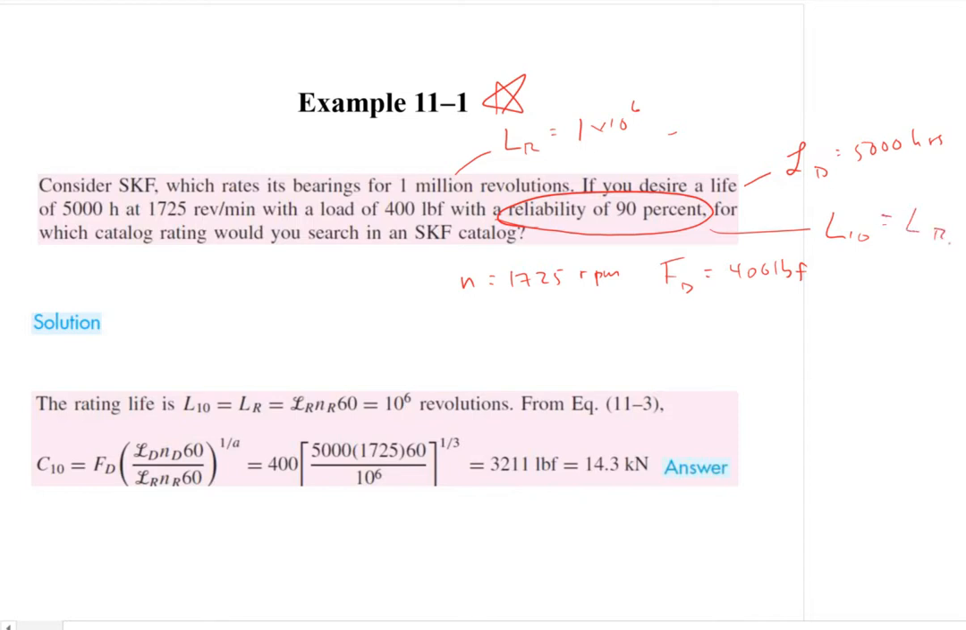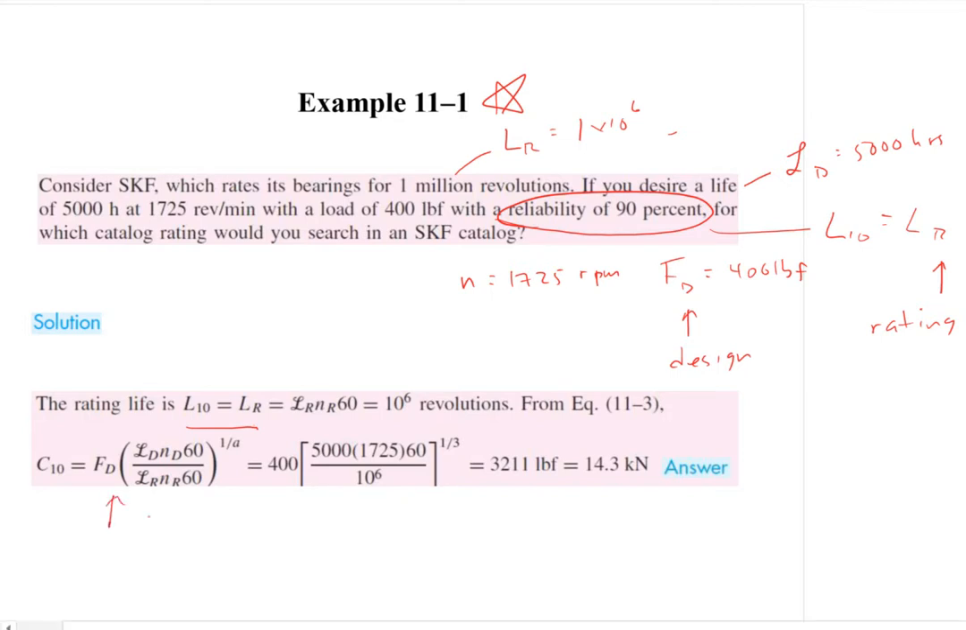your load rating you can use as an L10 life. So sub R means rating, sub D means design. So this means rated or rating. This means design, what you're trying to do. So that's why they have the L10 equals L sub R here, because of that 90% reliability that I've circled. And then they have the conversion from revolutions to hours, and they figure out from that the design load, F sub D.